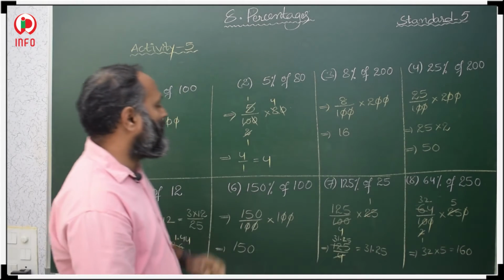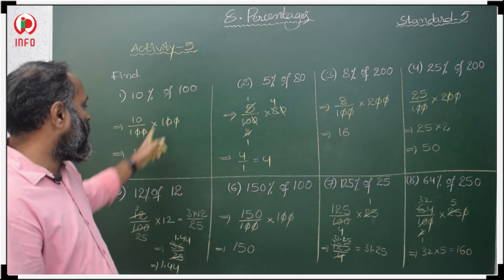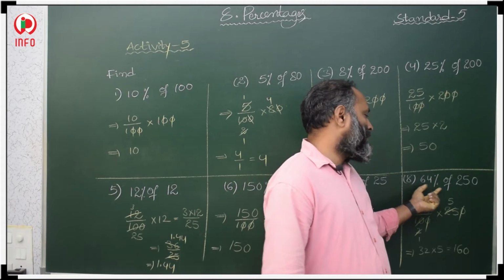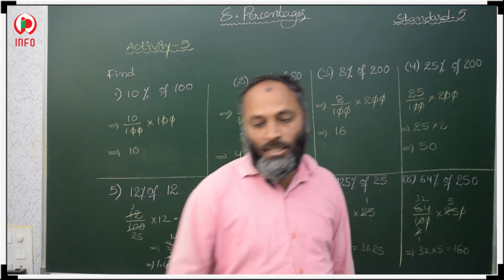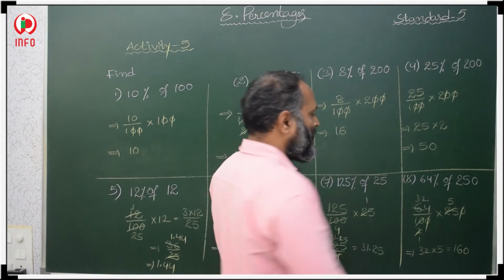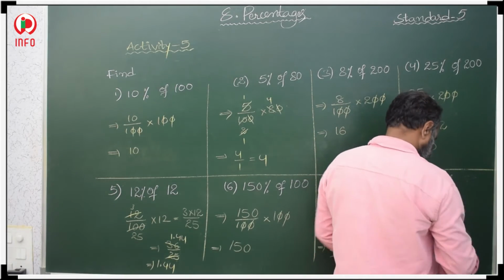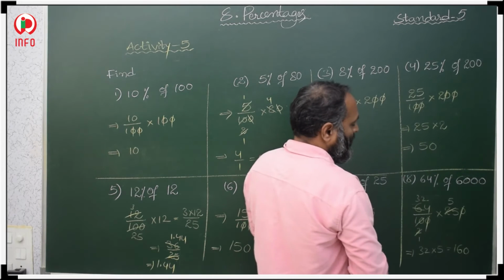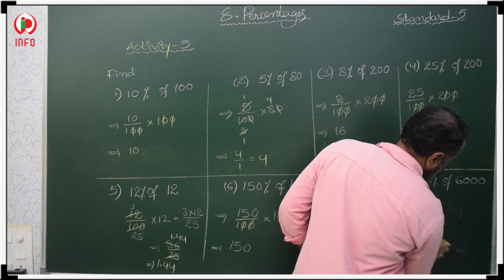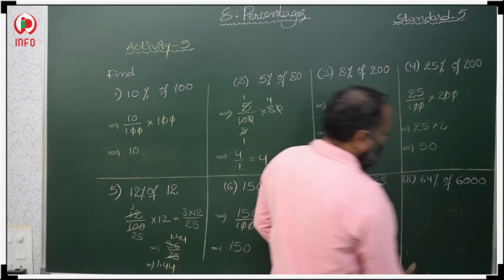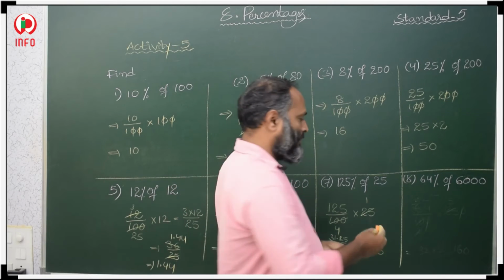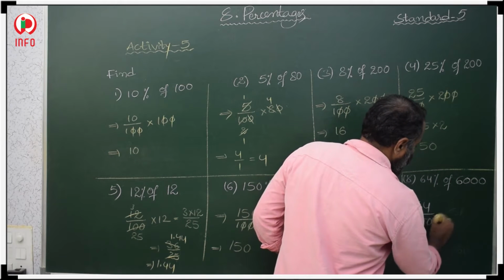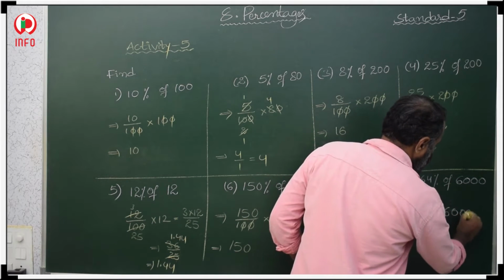In this way you have to convert the given percentage of a number into that number. Here in your textbook, 64% of 6000 is given. So you have to take 6000. How to find 64% of 6000? See here, 64 given percent by total percent into 6000.